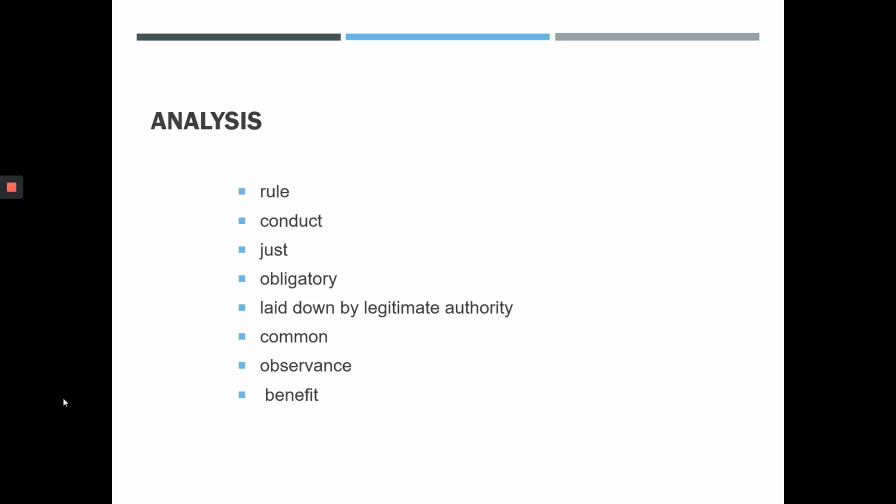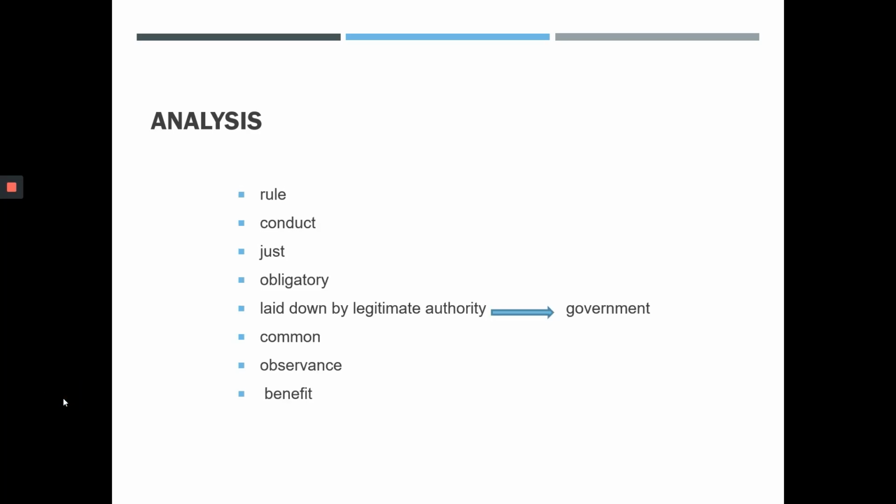Let's talk about laid down by legitimate authority. Even without looking for its meaning in the dictionary, we can already surmise that when it is stated laid down by legitimate authority, it pertains to the government. Now, let us use the dictionary to find the meaning of the word rule. In Webster's New Dictionary, rule means a set of guide. How about conduct? It means behavior. How about the word just? Webster's New Dictionary defines just as fair.